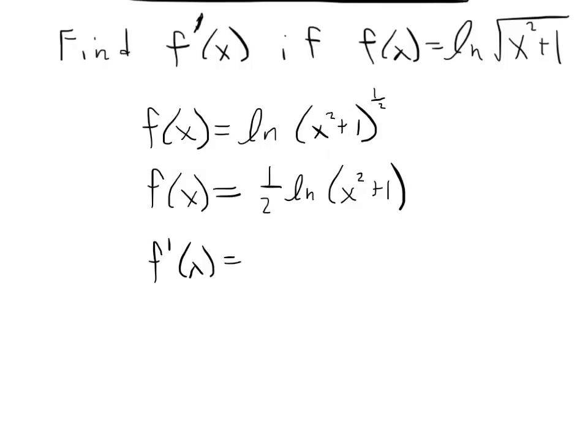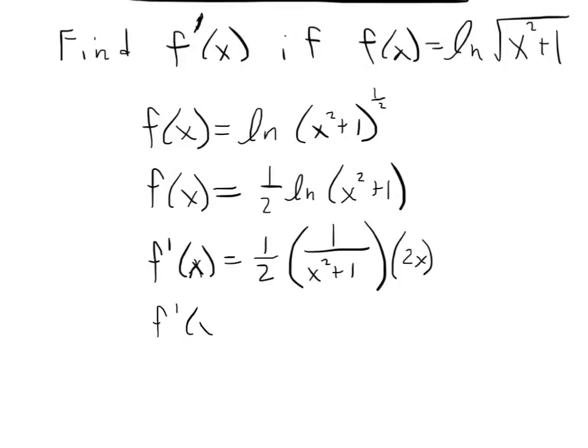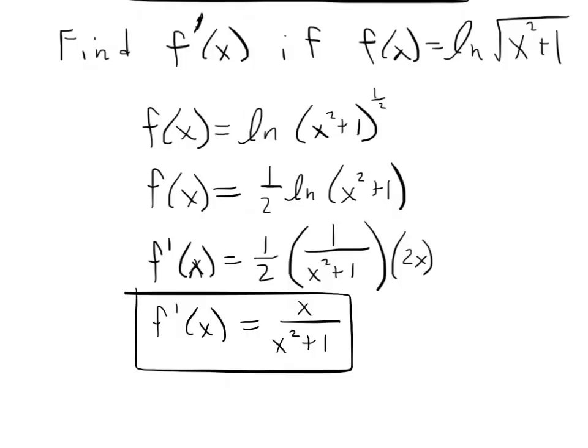f prime of x. Note, I do still have to do a chain rule. This will be 1 over x squared plus 1 times the derivative of what's inside, so times 2x. Right? At this point, I'll recognize that the 1/2 and the 2 from the 2x are opposite, so those will cancel with one another. I will be left with f prime of x equals x over x squared plus 1. And there it is. We're done. So main idea of this video, if you're taking the derivative of the natural log, always look at whether or not it can be simplified before you actually try and take that derivative.